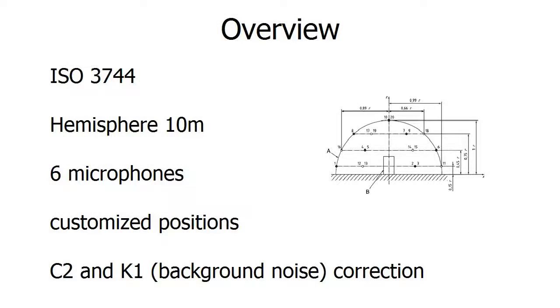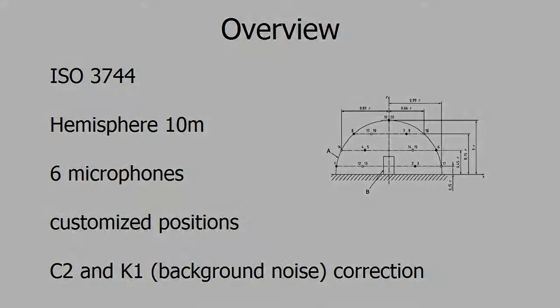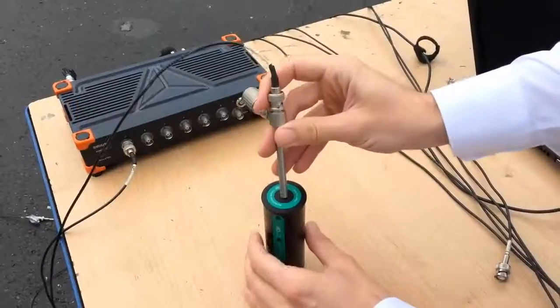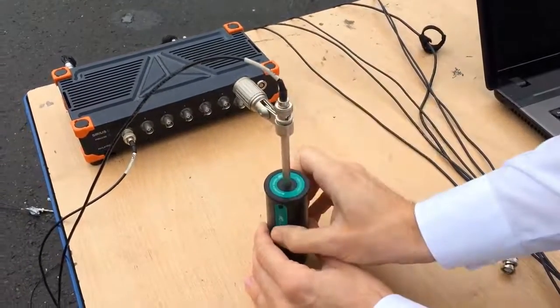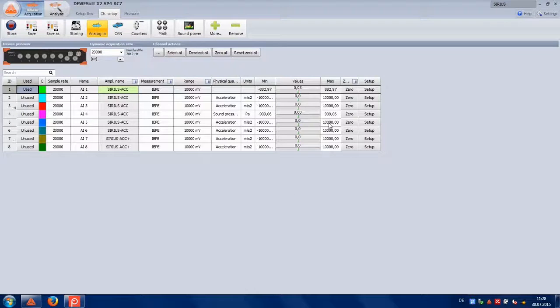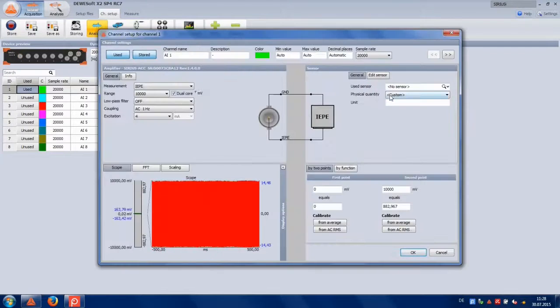We place 6 microphones around the sound source according to ISO 3744 free field setup, hemisphere 10 meter radius. For calibrating the microphones, we use a handheld calibrator, put the microphones in it, switch it on, and start the Dewesoft software.